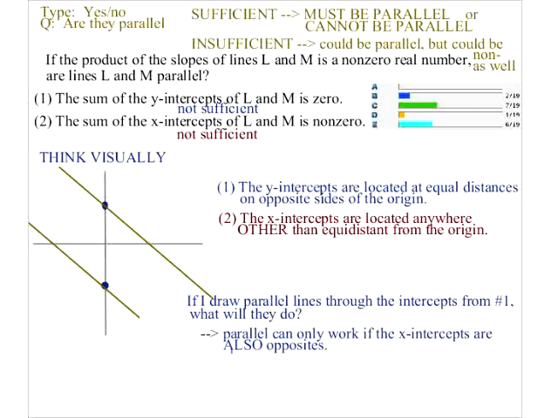So that's prohibited. Statement 2 prohibits that. So statement 2 means definitely not parallel. So statement 2 is sufficient together with statement 1, and so the answer to the problem is C. Questions?